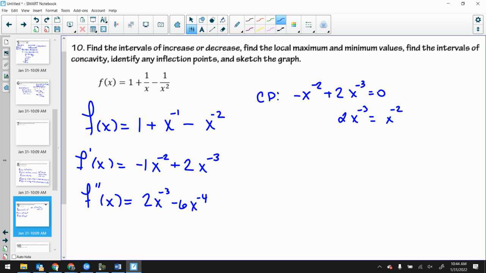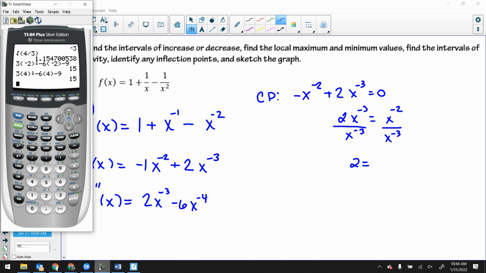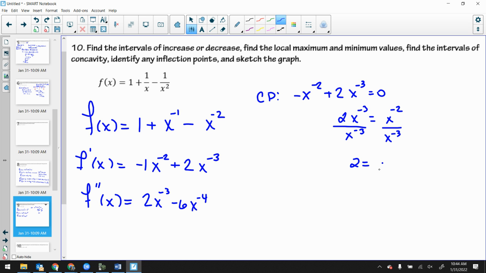How would I get this x to the negative third to go over to the other side? Divide it, right? Okay. So 2 is equal to, what are we going to do with the exponents? Subtract them, right? Negative 2 minus negative 3 is positive 1. Look at that. x equals 2. Now, that's the zeros.